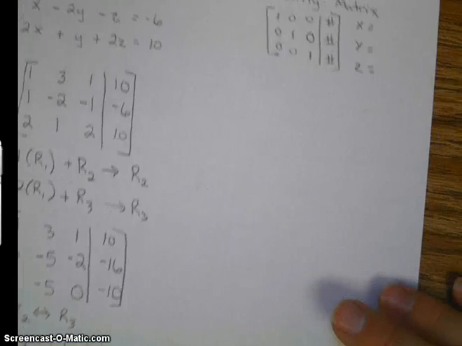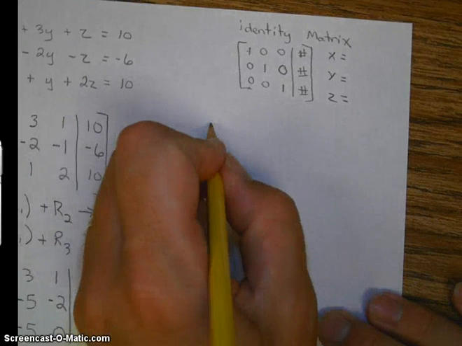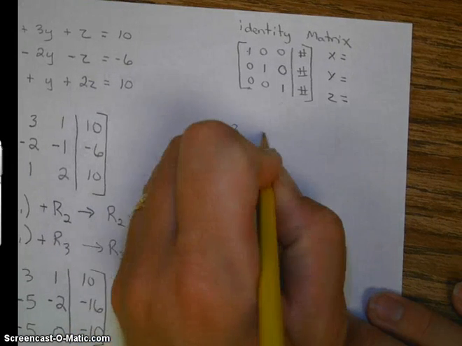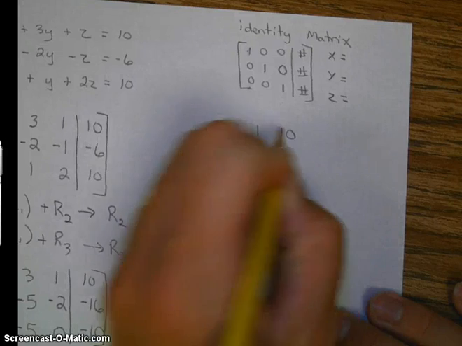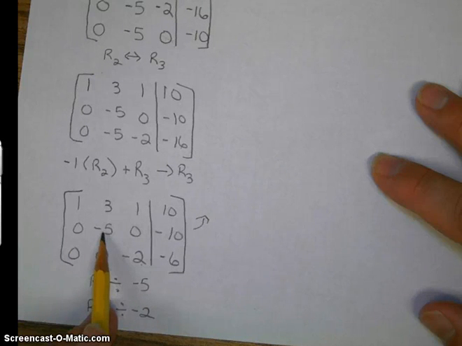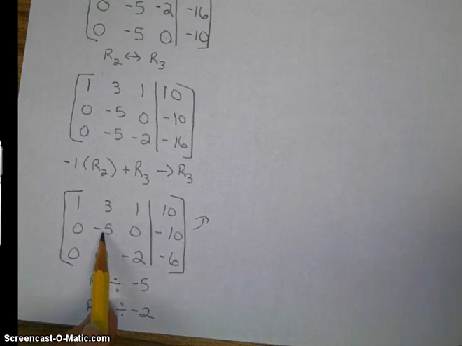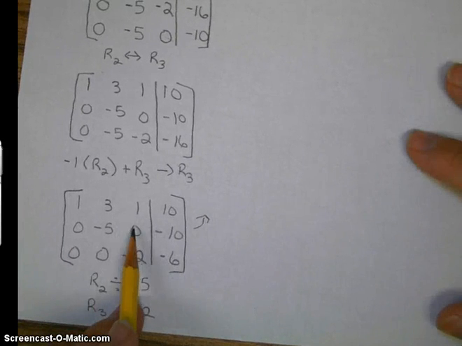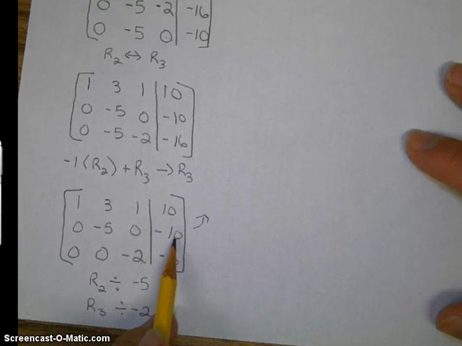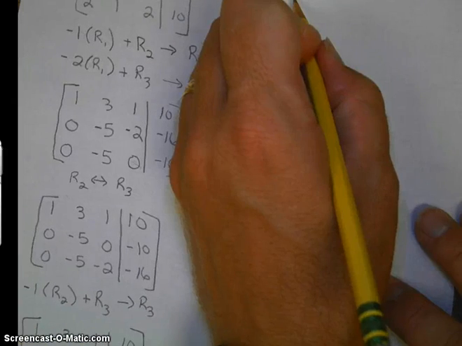So going back up to the top, rewriting the first row, because that's not going to change: 1, 3, 1, 10. Dividing the second row by negative 5. So 0 divided by negative 5 is 0. Negative 5 divided by negative 5 is 1. Bingo. 0 divided by negative 5 is 0. And negative 10 divided by negative 5 is 2.